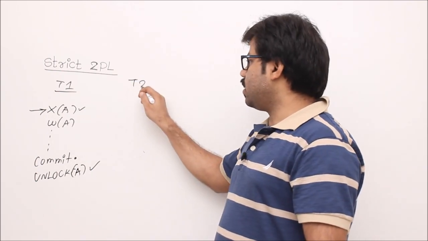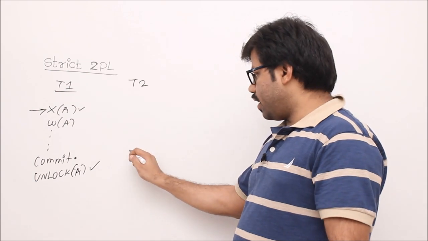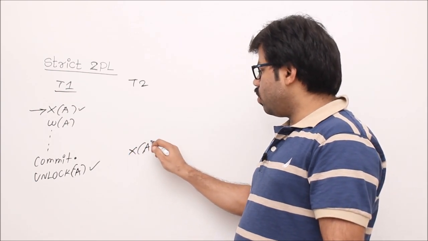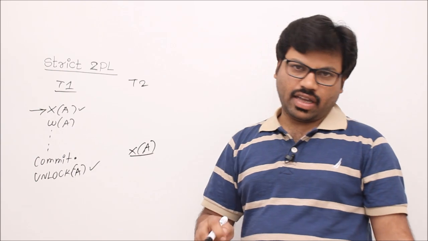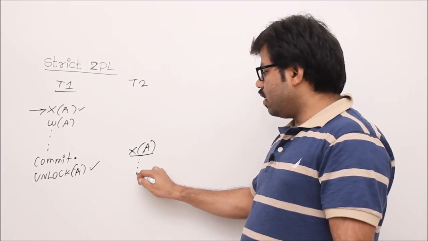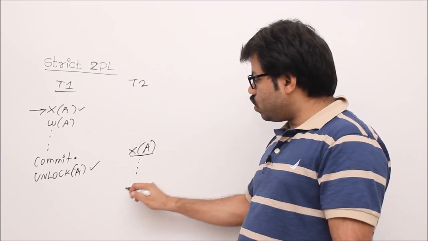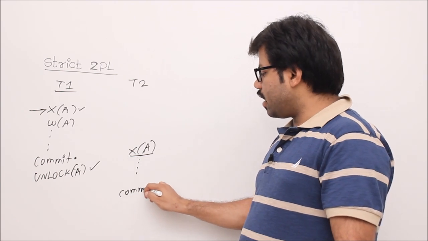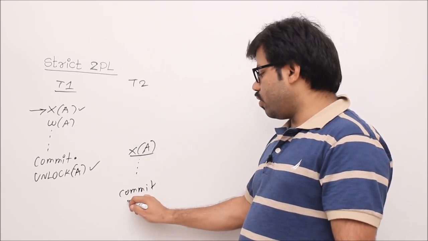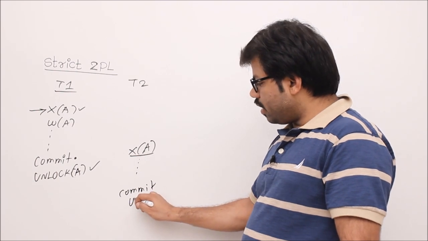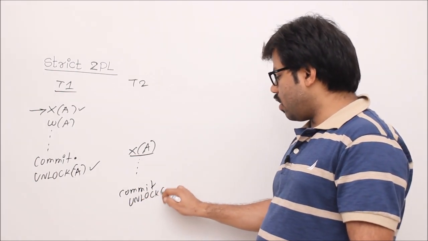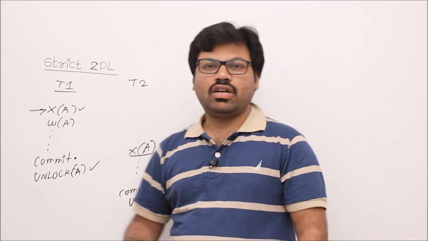Example, there is another transaction T2. At this point, let's say suddenly that T2 has acquired an exclusive lock on A. Then it should not be released. When should it be released? If you see, there will be a commit of this T2. After commit only, this exclusive lock should be released using unlock. We know that, right? Unlock of A. This concept is called strict 2PL.